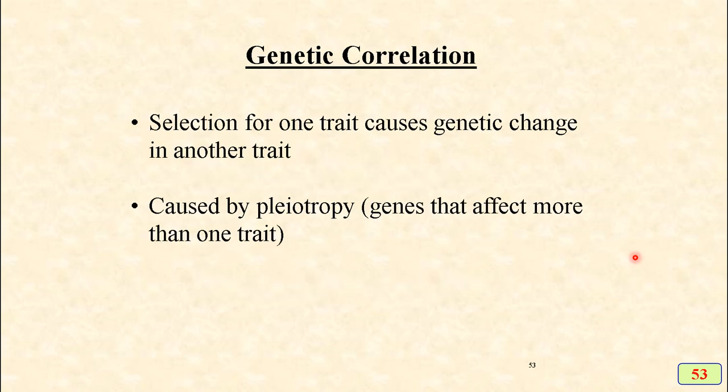Genetic correlation is where the selection of one trait causes genetic change in another trait. That's called genetic correlation, and it is caused by pleiotropy. A gene that affects more than one trait is called pleiotropy.